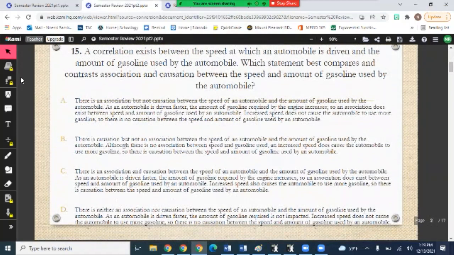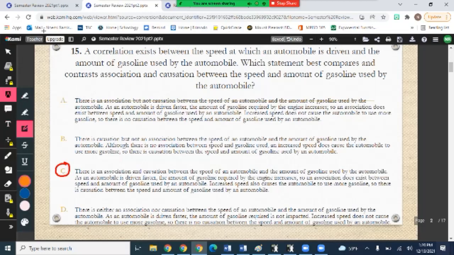Now, even though it's a long problem, please don't be lazy and actually try to read. You didn't even have to read the whole paragraph to find the answer for this one. If you look at the actual problem, the very first sentence says a correlation exists between the speed at which an automobile is driven and the amount of gasoline used by the automobile. So think to yourself, does one directly affect the other? Yes or no? Yes, they directly affect. If you're going to drive faster, that means you're pressing the gas pedal a lot harder. You're using more gas. So yes, they directly affect one another.